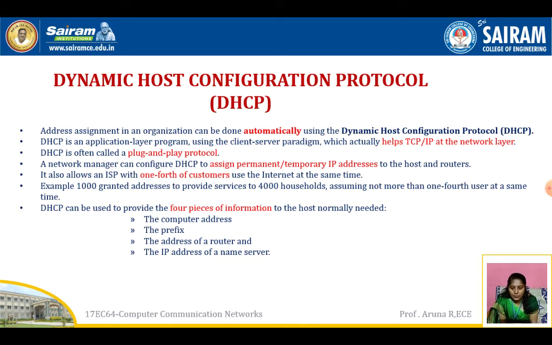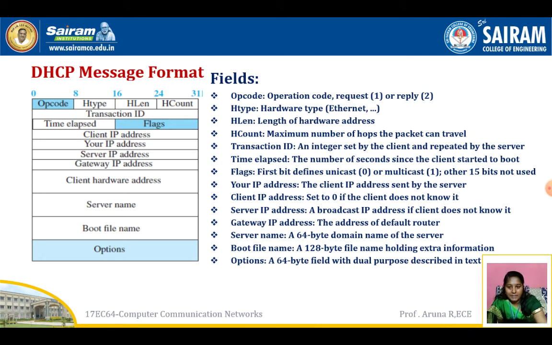DHCP can be used to provide the four pieces of information normally needed by the host: the computer address, the prefix, the address of the router, and the IP address of a name server. So DHCP has a message format. When you are allocating an address to the host, you will be using a format. The first field tells you that it is 32 bits in total. Each and every field specifies its own specification.